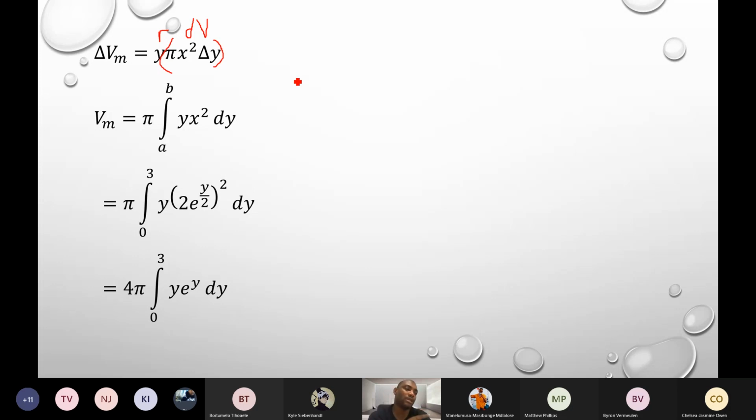So the R, in this case, is y, because we're looking for volume moment about the x-axis. So our r is y. So that's what we do for this case. Okay, and from there, pi is a constant, so we can take it out of the integral. Then we just remove the y x squared. Now the y stays there, because we're integrating with respect to y. And then for the x squared, we put 2e to the power y over x. Then when we simplify, we get that last statement there.